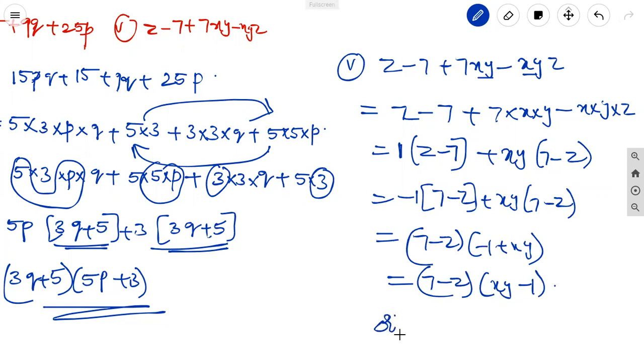Either this, or (7 minus z) into (minus 1 minus xy), we can also take. With both negative common, minus into minus is plus. Okay, the exercise is over.